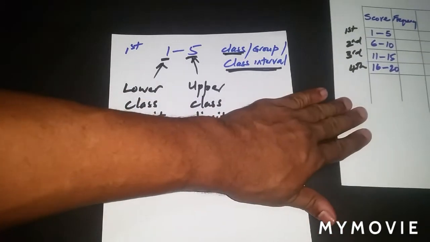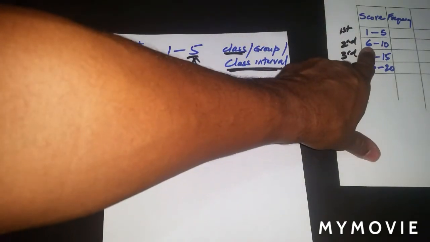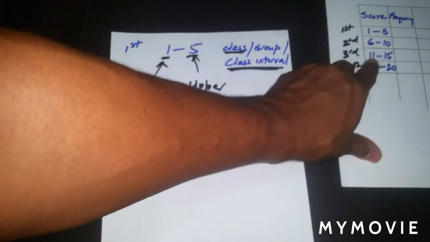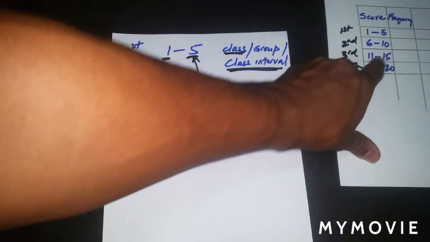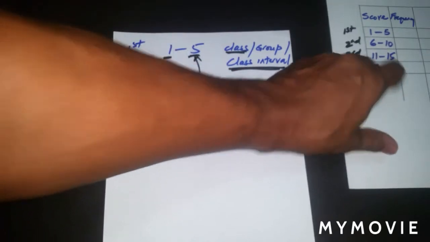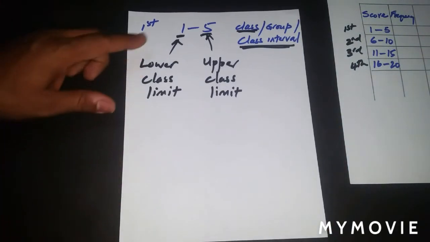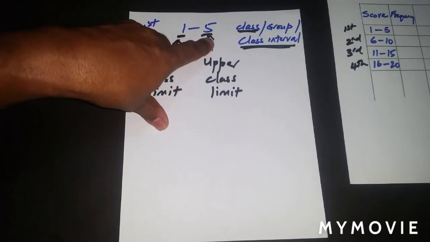Now if I bring this back over here, if we're looking at the second class, what would be the lower class limit? The lower class limit for the second class would be 6, and the upper class limit would be 10. For the third class or class interval, the lower class limit would be 11, and the upper class limit would be 15, and so on and so on. So that's what we mean by class limits. Lower class limit, upper class limit.